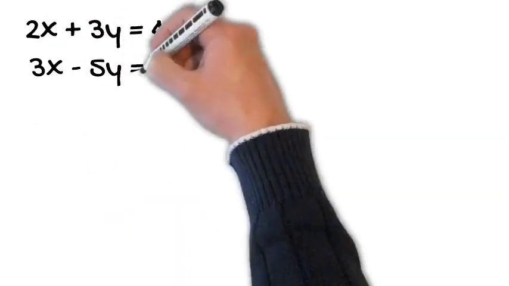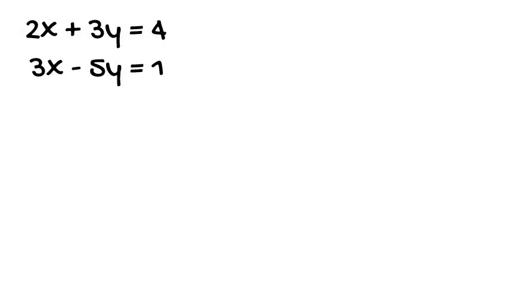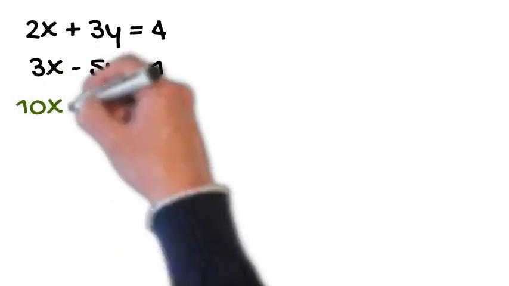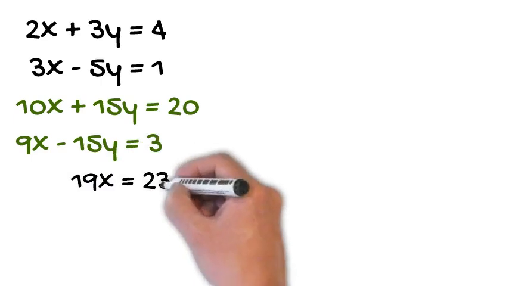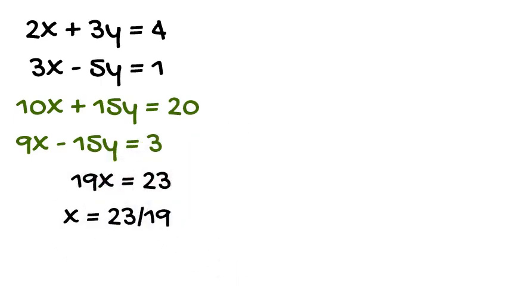Now, what if I can't easily multiply one equation by a single number and get it to be eliminated? Well, here's the case. However, if you notice that if I multiply the first equation by 5 and the second equation by 3, I can eliminate the y values. And when I do that, I get 10x plus 15y equals 20, and 9x minus 15y equals 3. Add those together, I get 19x equals 23, and so x is equal to 23/19.